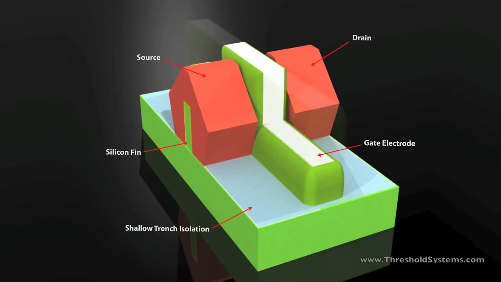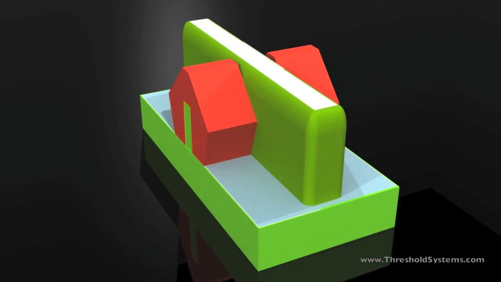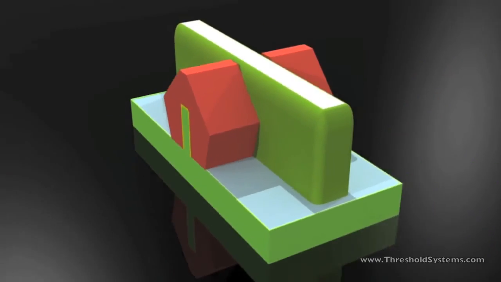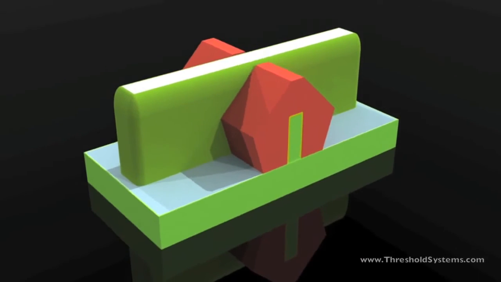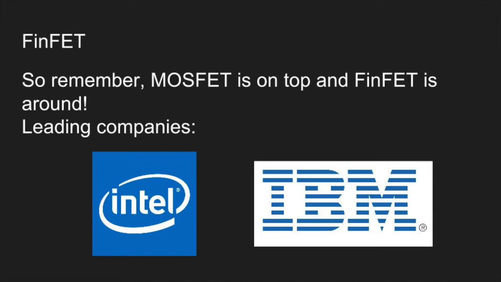Finally, for manufacturing reasons, the electron gate is uniform across the transistor. This is the final design for FinFET transistors, which is also known as tri-gate. So to wrap up, remember, MOSFET on top and FinFET around.